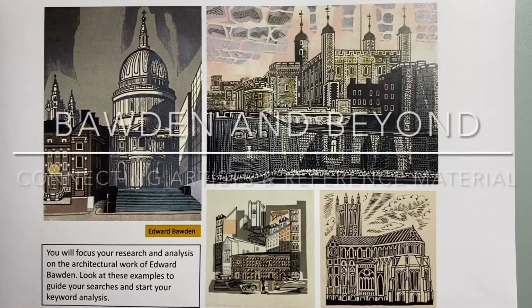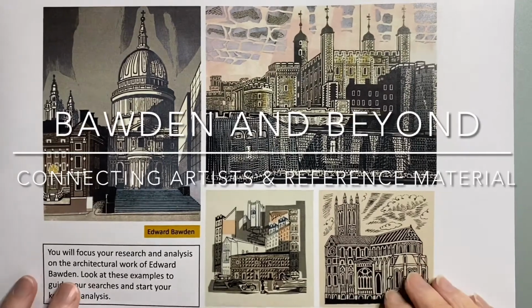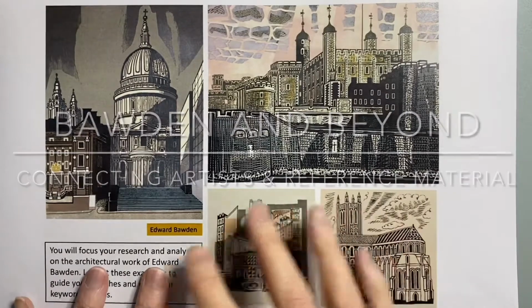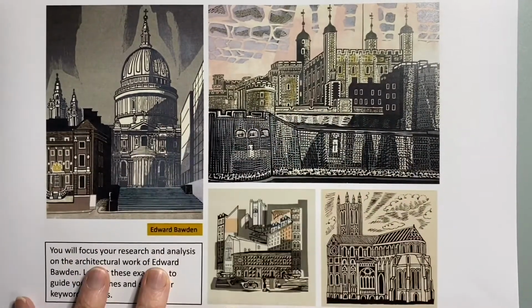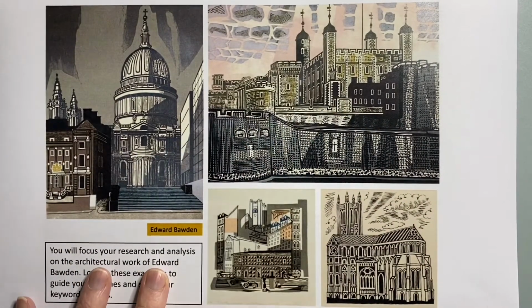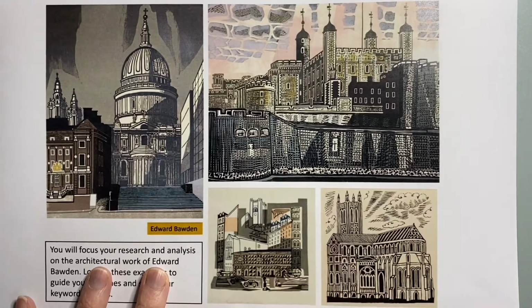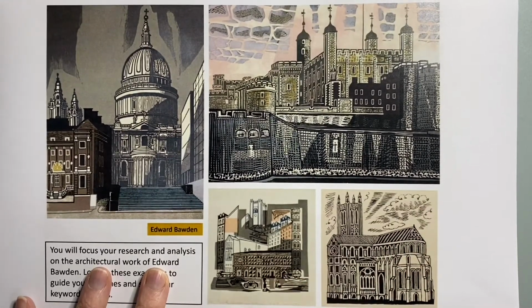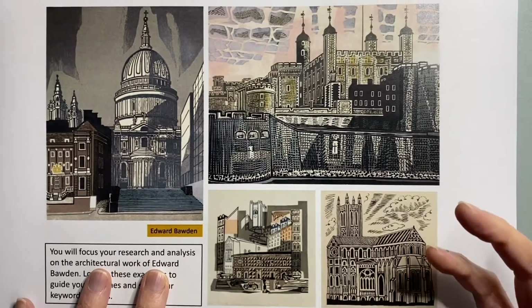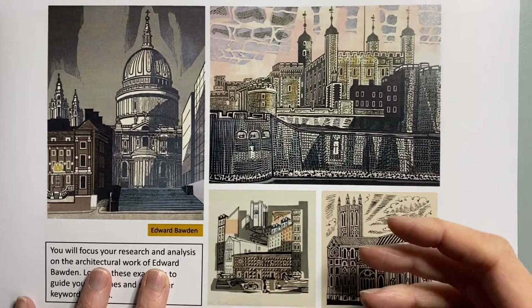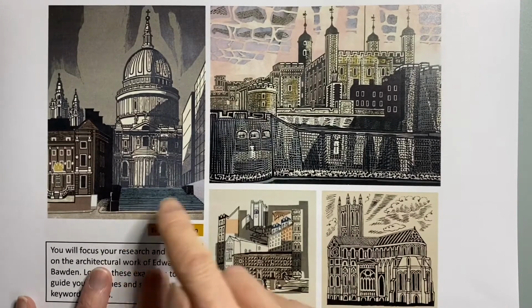Hi guys, so we've been doing our research about the artist Edward Bawden, specifically looking at this kind of illustrative architectural work. Now, you have done the keyword exercise, and on your pieces of paper, PowerPoints, you will have thoughts recorded. Now, you can obviously add to them. This is a subject that builds, so we can add to things.